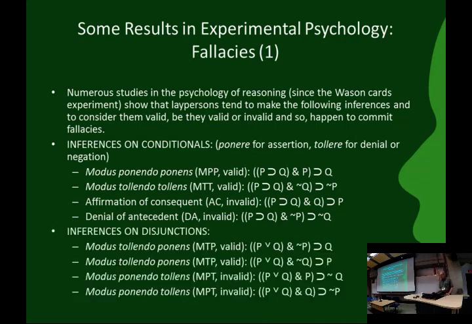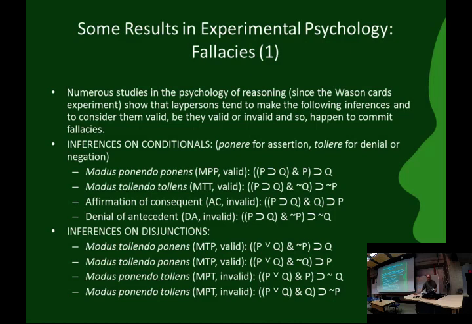Okay, with disjunctions, we have a disjunction, P or Q, and not P, tollendo, then Q, ponens. Okay. P or Q and not P, then Q. It's valid and people use it most of the time. Same with Q. P or Q and not Q then P. But we have also a tendency to use the two last ones that are not valid.